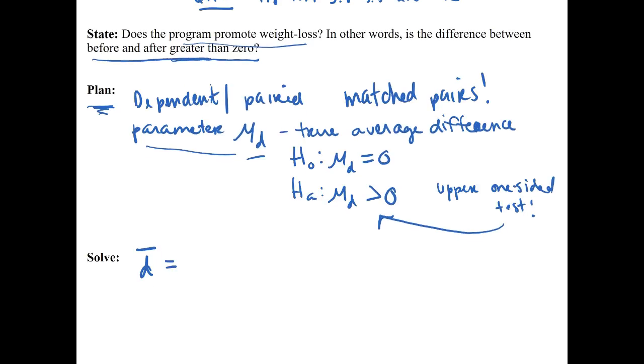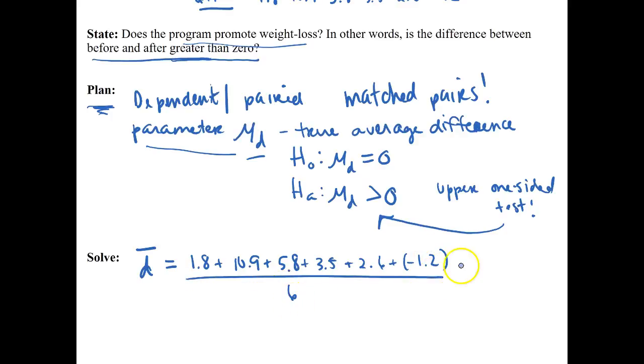So in this example, it'll be 1.8 plus 10.9 plus 5.8 plus 3.5 plus 2.6 plus negative 1.2, all this divided by 6. So if we add all these values, we get a sum of 23.4, divide by 6, and we get an overall average weight loss of 3.9 pounds. So our d bar is equal to 3.9.